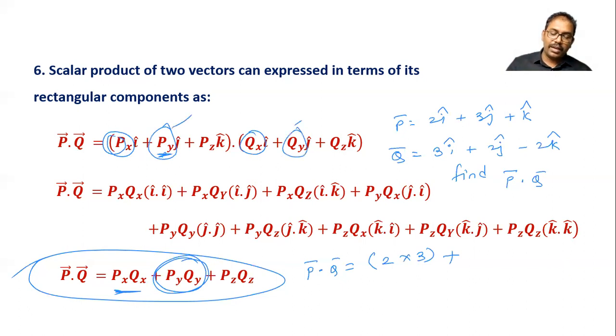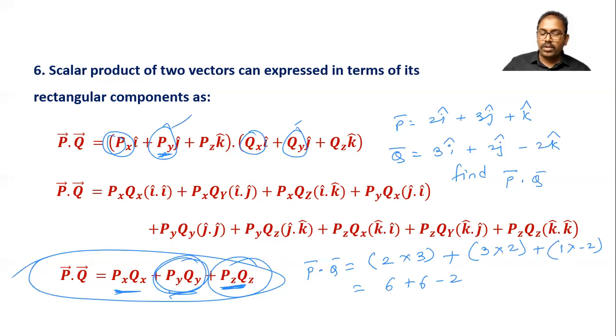With j, whatever is there, it's multiplication: with j 3 and with j 2, plus pz qz. Now here pz is 1 and qz is minus 2. So we get 6 plus 6 minus 2. So 12 minus 2 is 10. So we get p bar dot q bar is 10.